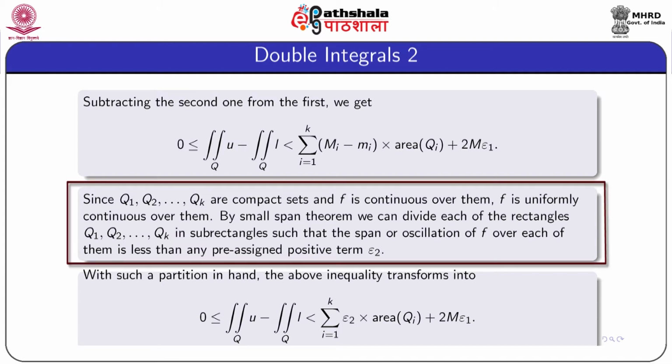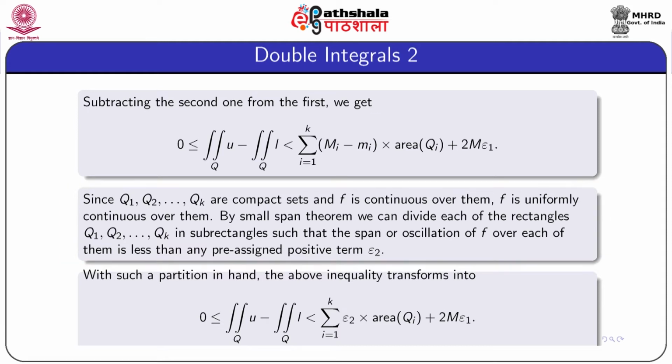Since Q1, Q2, ..., Qk are compact sets and f is continuous over them, f is uniformly continuous over them. By the small span theorem, we can divide each of the rectangles Q1, Q2, ..., Qk into subrectangles such that the span or oscillation of f over each of them is less than any pre-assigned positive number epsilon 2. With such a partition in hand, the above inequality transforms into 0 lesser equal to the integral of U minus the integral of f less than the summation i equal to 1 to k of epsilon 2 times area Qi plus 2M epsilon 1.